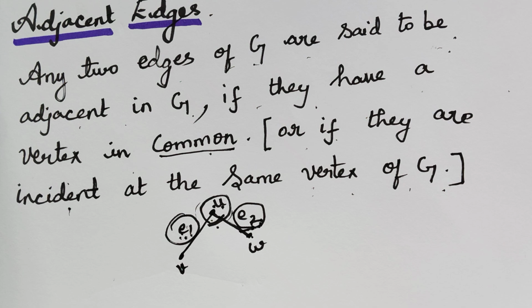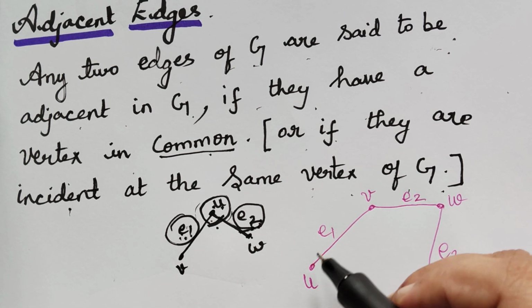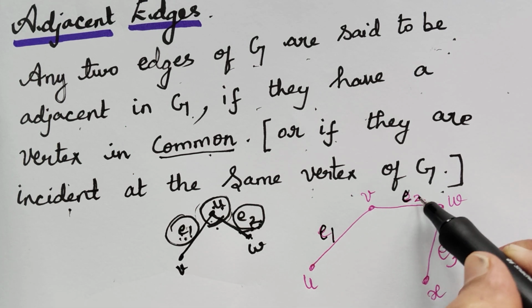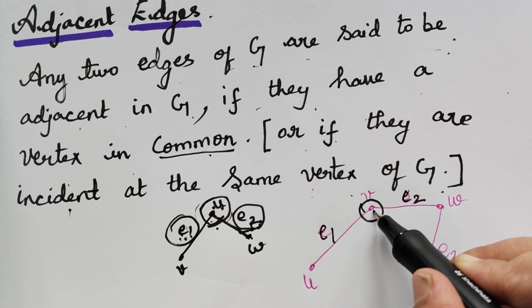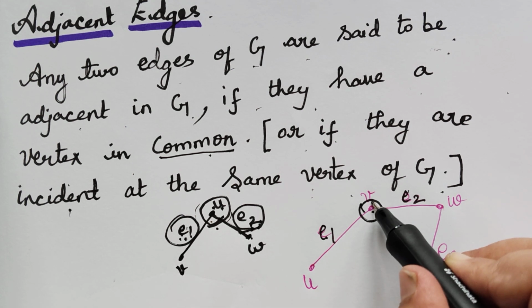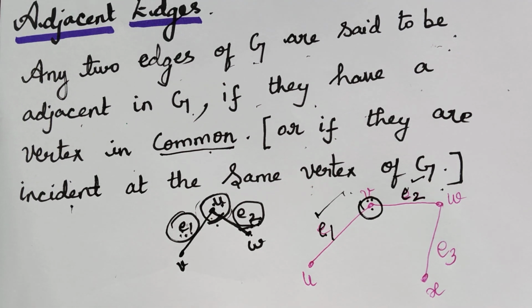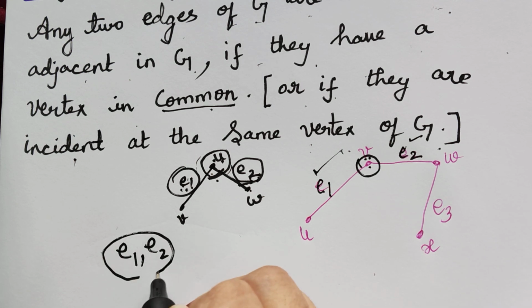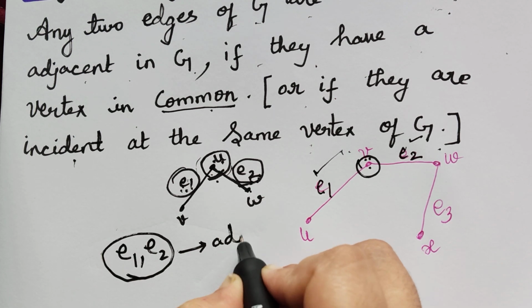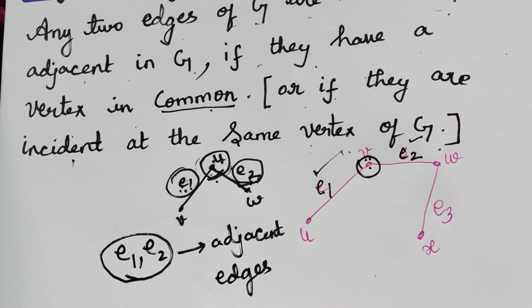Now we will consider the same example which we saw previously. Now in this graph we can say that this is edge E1, this is edge E2, and they both share a common vertex, that is they are incident at V. So since E1 is incident at V and E2 is incident at V, we say that E1 and E2 are adjacent to one another. So how is the pair formed? E1 and E2. So these two are adjacent edges. Similarly, can we see any other adjacent edges in this?